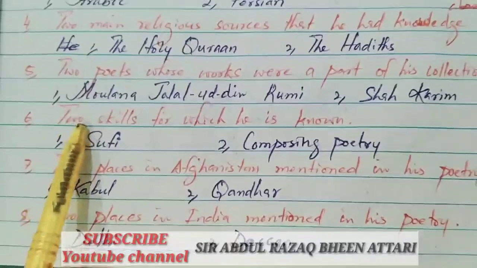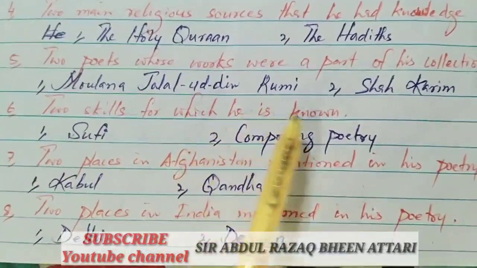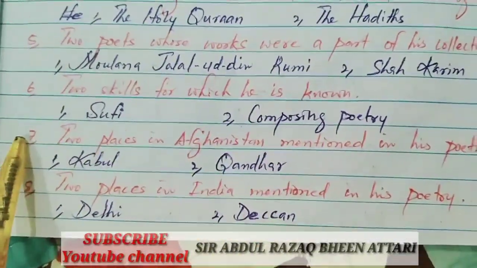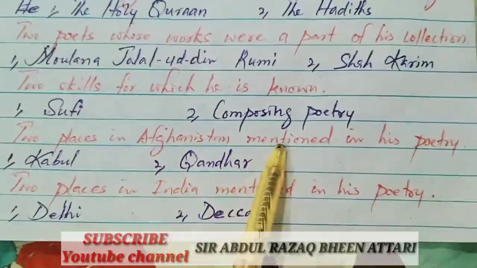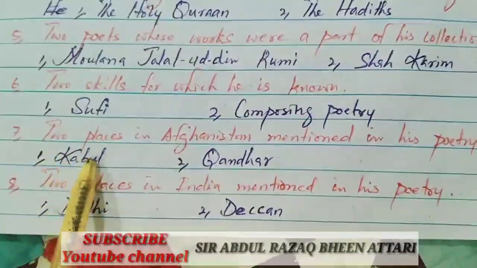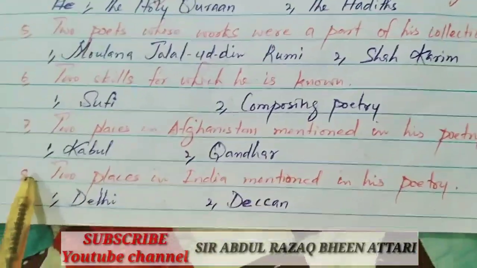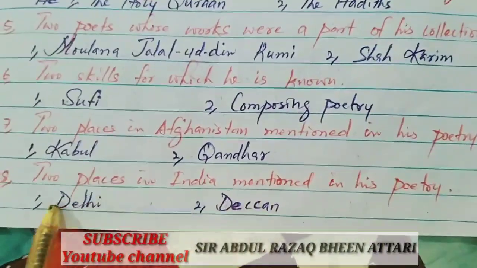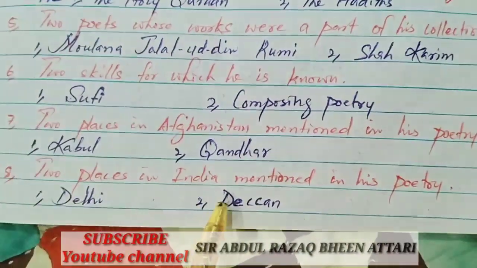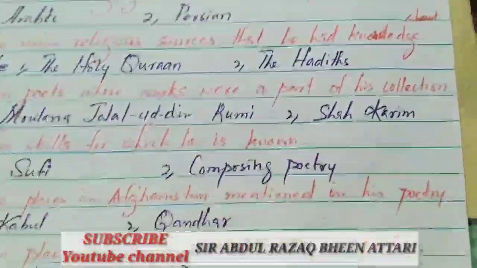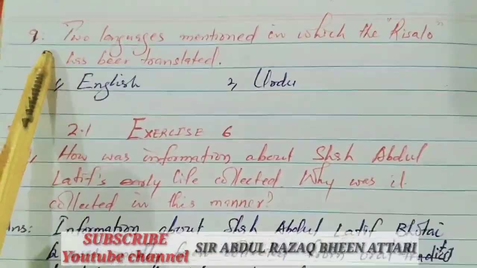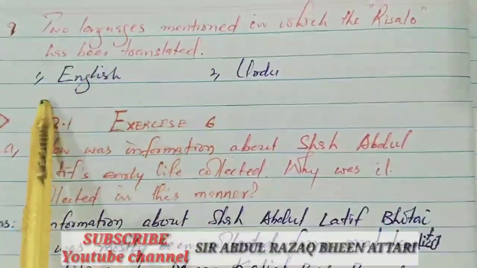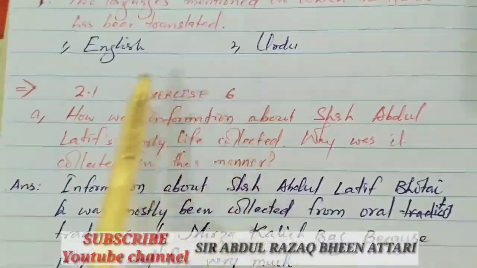Number 6. 2 skills for which he is known. Number 1 Sufi, number 2 composing poetry. Number 7. 2 places in Afghanistan mentioned in his poetry. Number 1 Kabul, number 2 Kandahar. Number 8. 2 places in India mentioned in his poetry. Number 1 Delhi and number 2 Deccan. Number 9. 2 languages mentioned in which the Risalo has been translated. Number 1 English, number 2 Urdu.